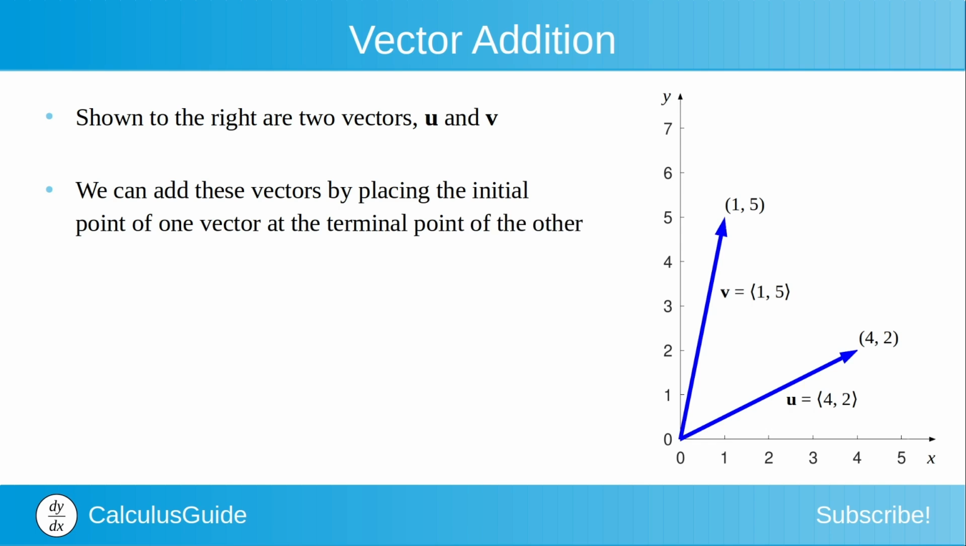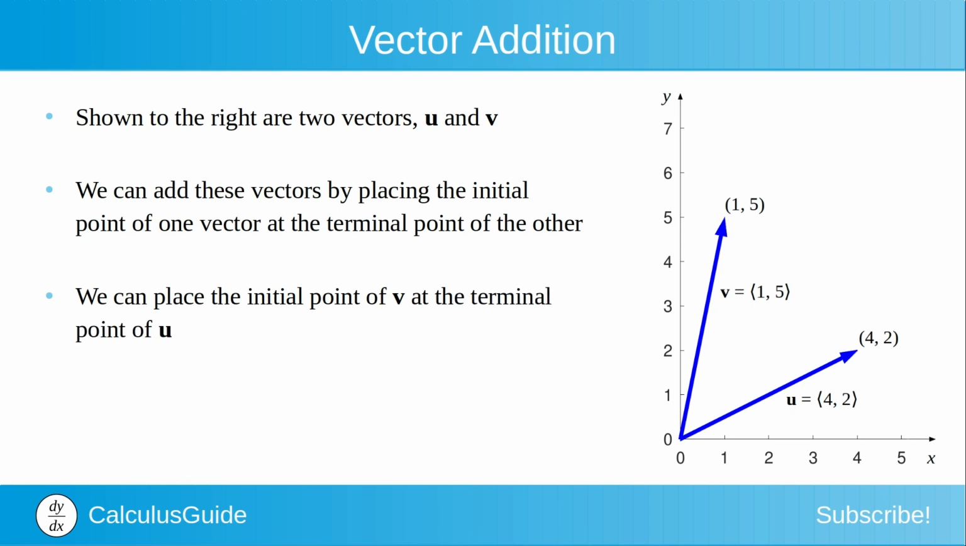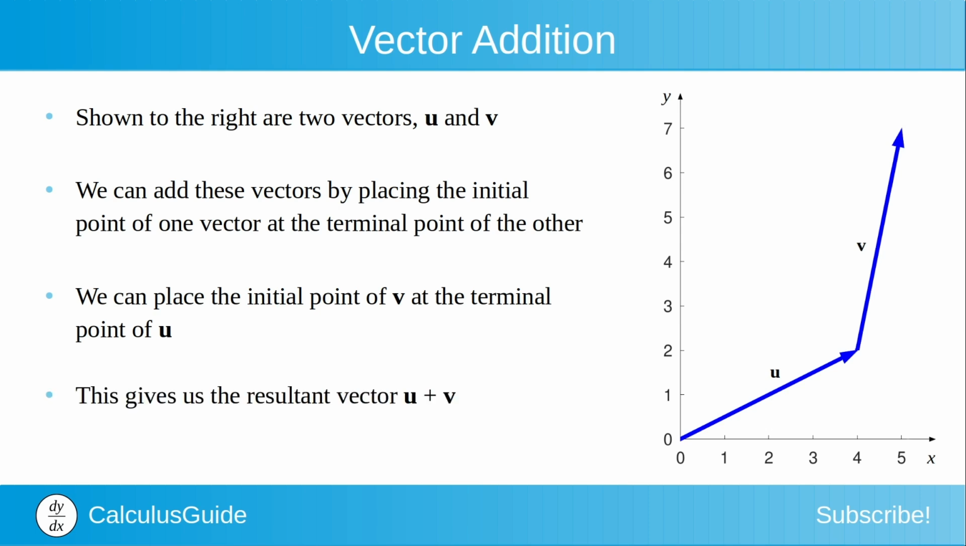We can add these vectors by placing the initial point of one vector at the terminal point of the other. We can place the initial point of the vector v at the terminal point of the vector u. This gives us the resultant vector u plus v, which is now shown to the right.